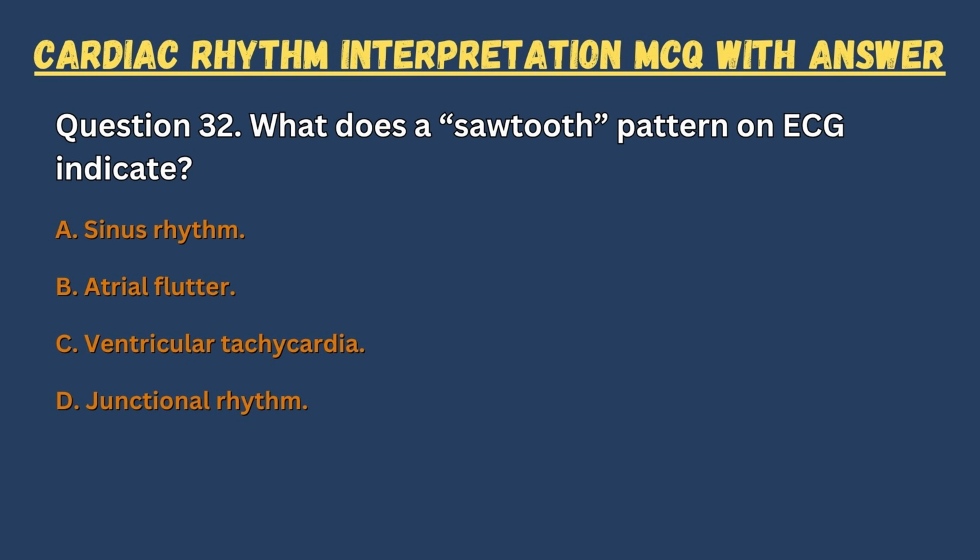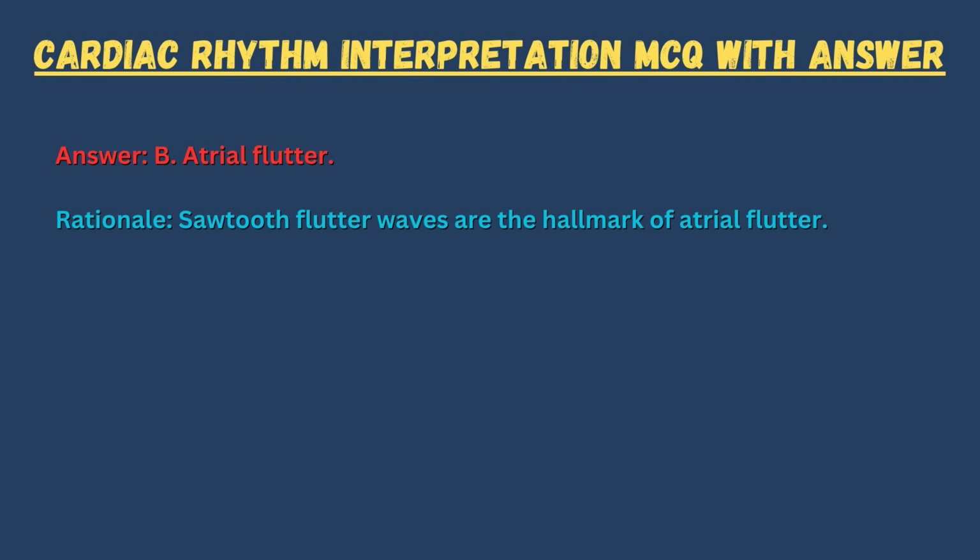Question 32. What does a sawtooth pattern on ECG indicate? A. Sinus rhythm. B. Atrial flutter. C. Ventricular tachycardia. D. Junctional rhythm. Answer: B. Atrial flutter. Rationale: sawtooth flutter waves are the hallmark of atrial flutter.